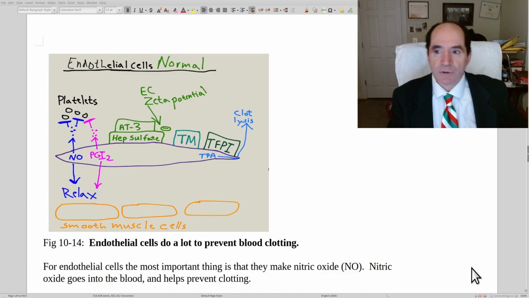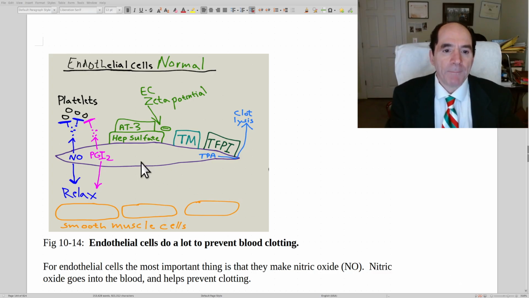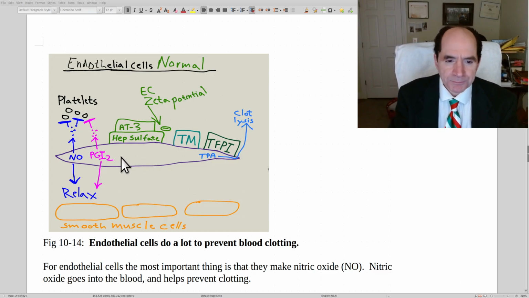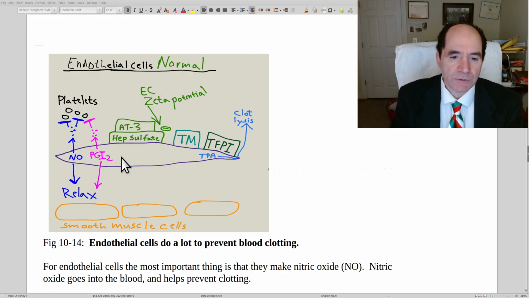Okay, this is chapter 10b from the book Medical Reformation by me. So we're going to talk now about the endothelial cells. The name of this chapter overall was hypertension, atherosclerosis, and heart disease.